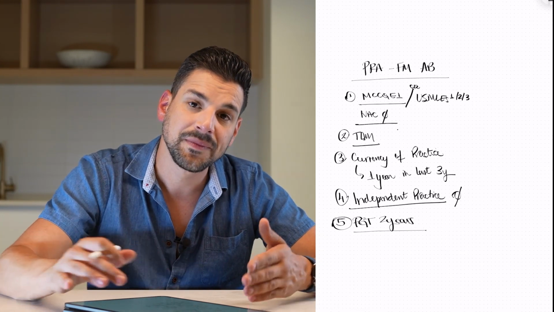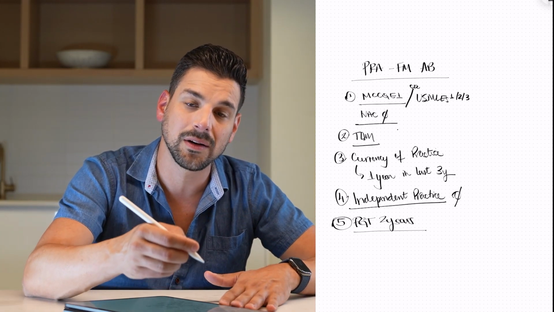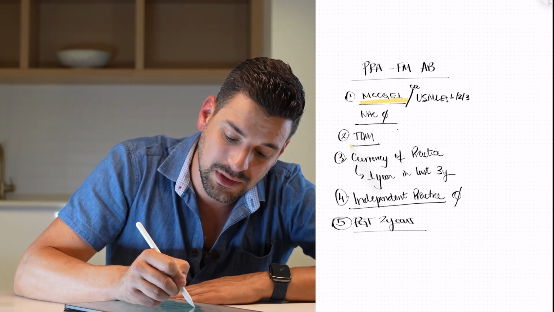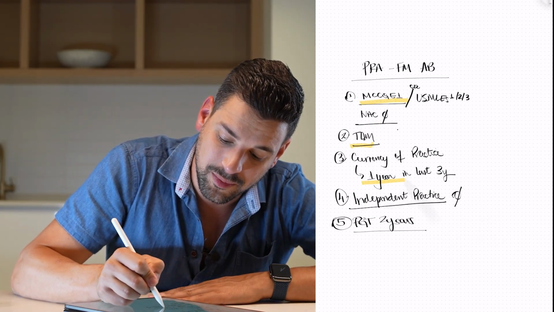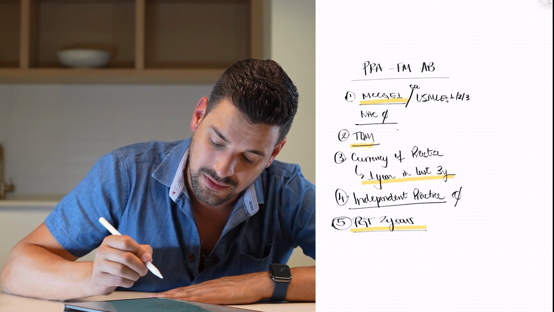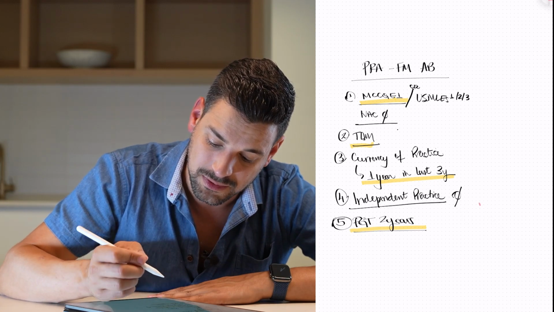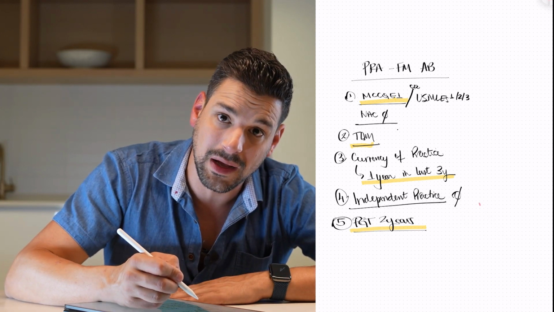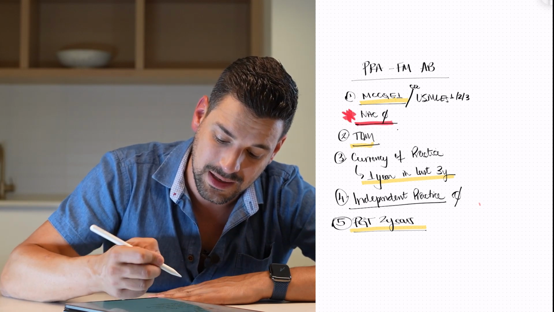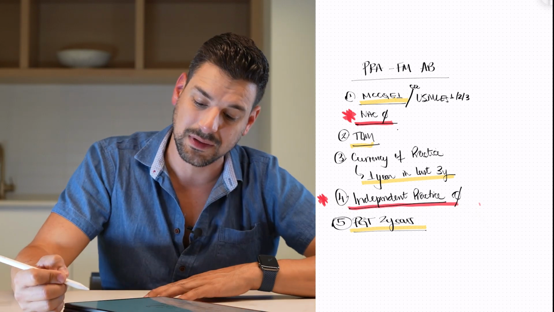So in summary, for the practice ready assessment in Alberta, you do require the MCCQE 1. You do not need the NAC. You need the TDM. Your currency of practice is 1 year in the last 3 years, and you need 2 years of postgraduate training so that you can be eligible.